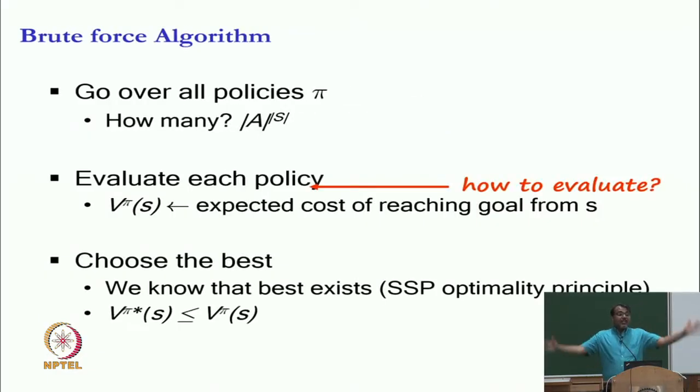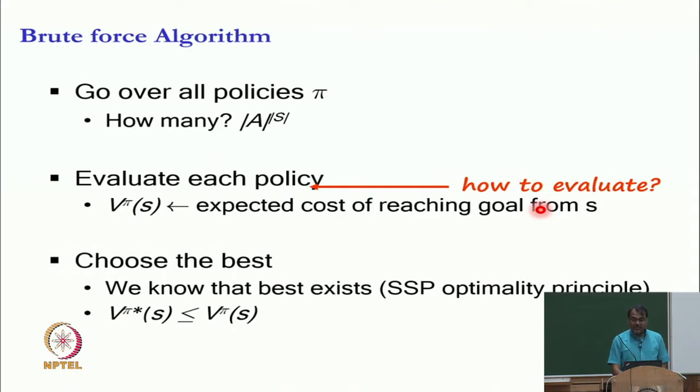Now I want to take the leap, and the leap is we only started with a brute force algorithm, right. The brute force algorithm we started with was that you enumerate all policies pi, and then you evaluate each policy pi and then pick the best. Now we have solved the brute force problem, because now we know how to evaluate a given policy.